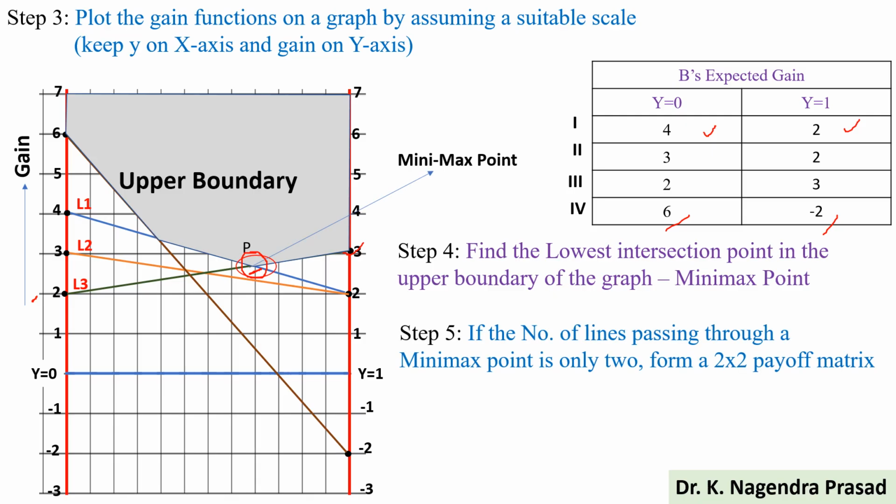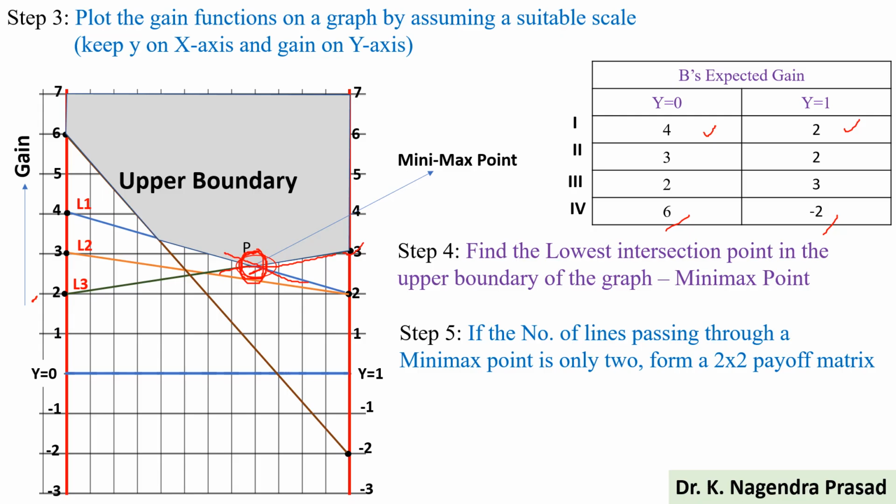So the next step is, we have to observe how many lines are passing at the mini-max point. If the number of lines passing through a mini-max point is only 2, then we have to form the 2 by 2 payoff matrix. So this is our mini-max point. Here only 2 lines are passing.